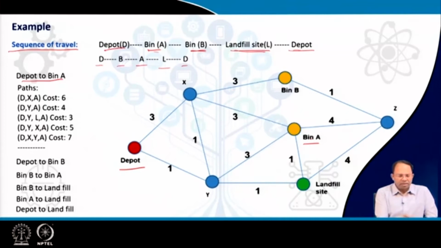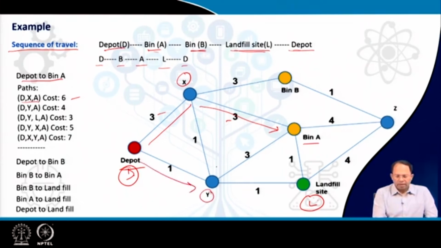The first path is DXA. So this is D, this is L, and this is X. So DXA: the path cost is 3 plus 3, 6. Then DYA, where D, this is Y, so the path is like this and then over here to A. This path cost is 1 plus 3, which is 4.